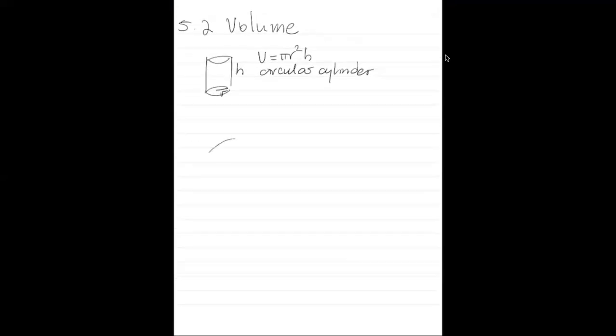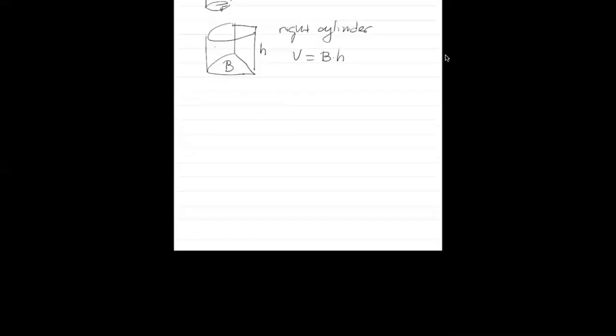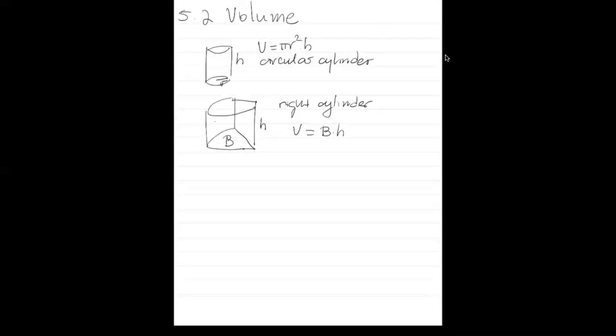Now, if the base is not a circle, it could be anything. This solid we also call a right cylinder. Let's say the area of the base is B and the height is H. The volume is still the area of the base times the height. So as long as we know the area of the base and the height, we can find the volume. So we have a solid S that is not a cylinder.